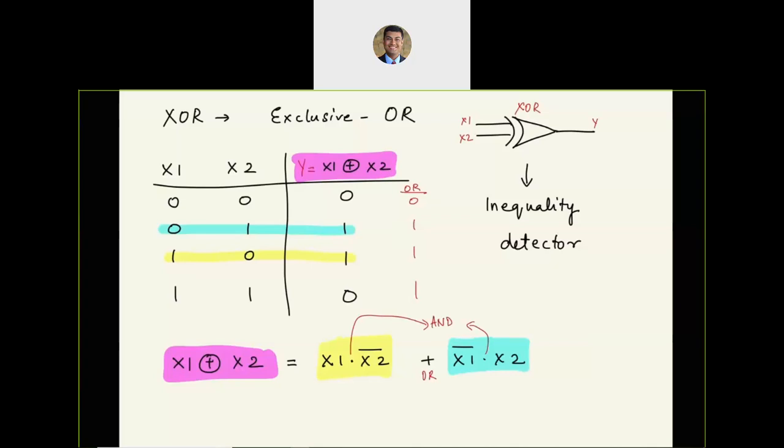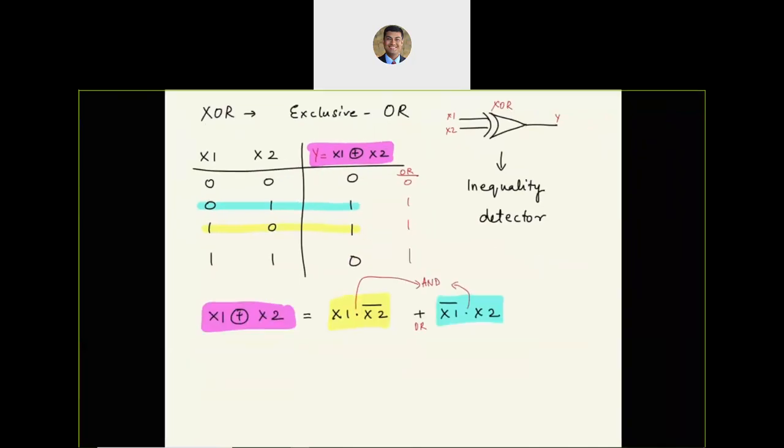It looks like we are going to need a few logic gates to build the exclusive OR. We are going to need two AND gates, two NOT gates, and we are going to need an OR gate to build the exclusive OR. So let's actually go through it. Let's actually draw it out.